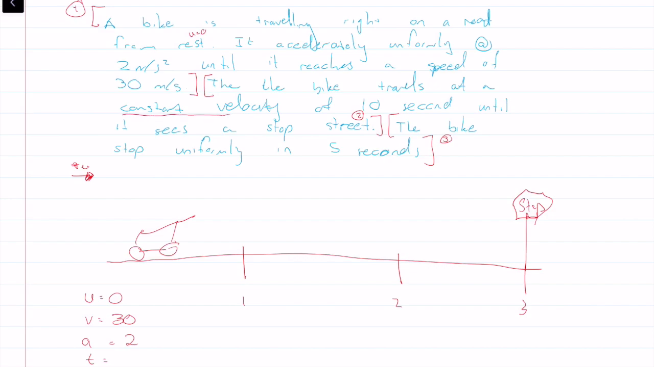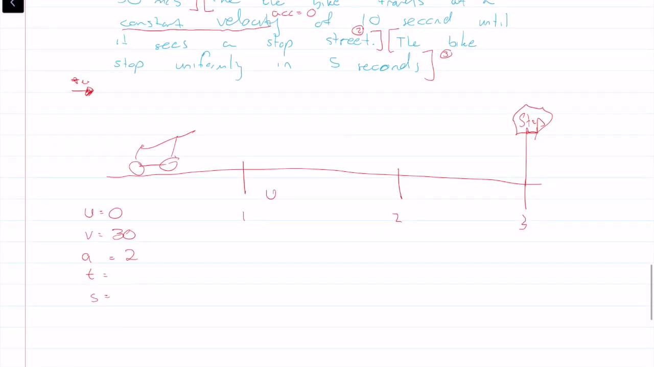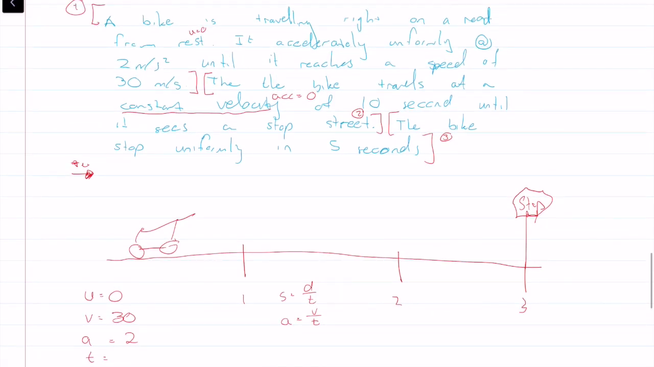What does constant velocity tell us? Constant velocity means that the acceleration equals 0. So basically, do we need UVATS? The answer is no. We can just use our speed equals distance over time equation, or acceleration is equal to velocity over time equations. So we can use those two equations there.